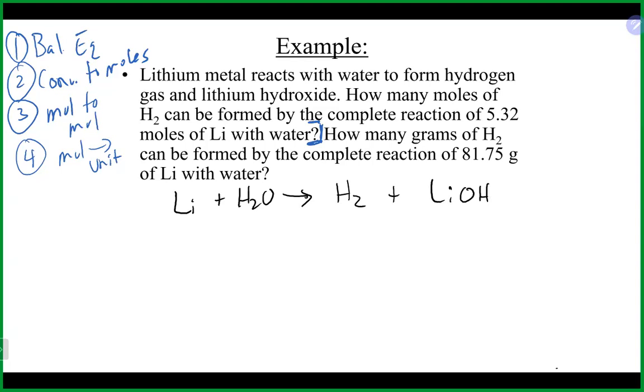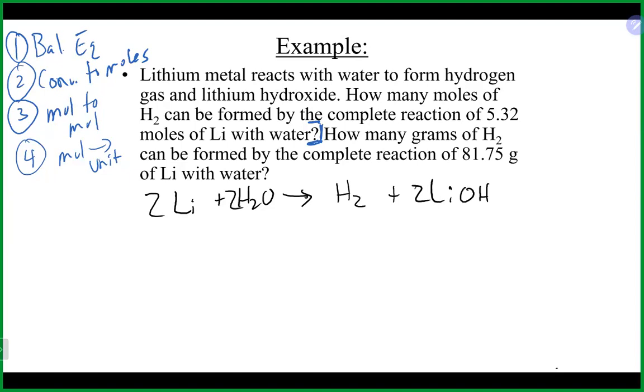At that point, once I have all of my formulas down correctly, then I can worry about the whole balancing thing. Maybe a 2 and a 2. I feel like I just put 2s everywhere, but I think that worked. So we've got 4 hydrogens on the left, 4 on the right, and 2 lithiums and 2 oxygens on each side, which gives us our balanced equation.